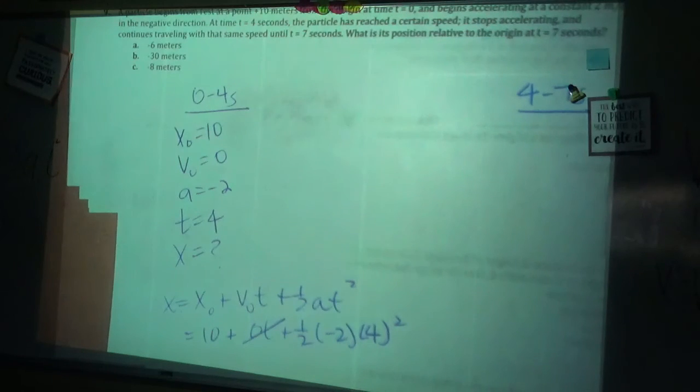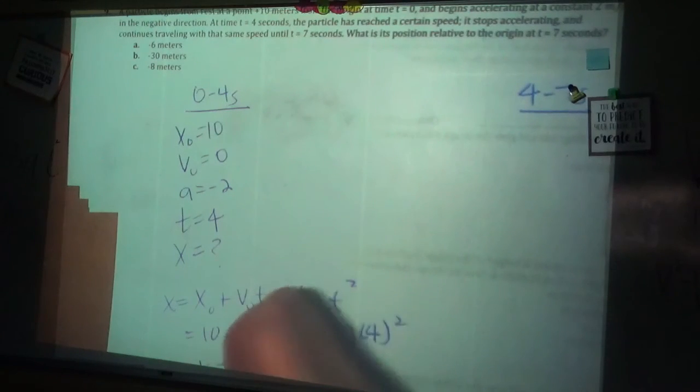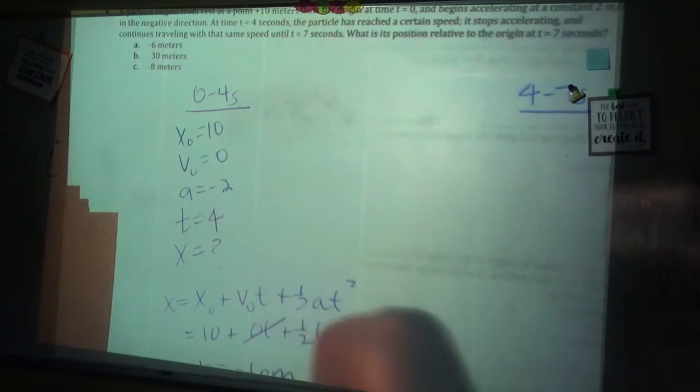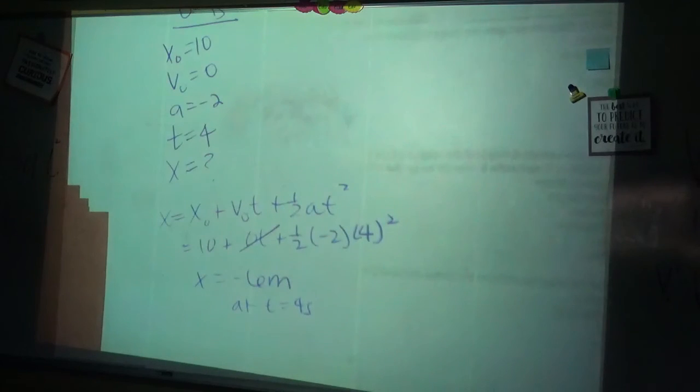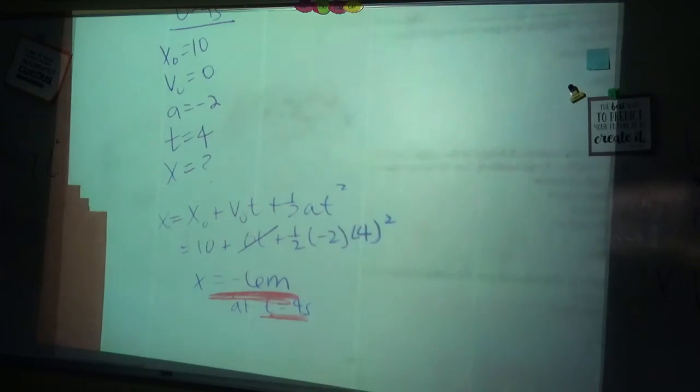So x is x naught plus v naught t plus 1/2 a t squared. So that's 10 plus 0t, which goes away, plus 1/2 times -2 times 4 squared. That gives me my position is -6 meters at the t is 4 second mark. So now my position is -6 meters after 4 seconds.